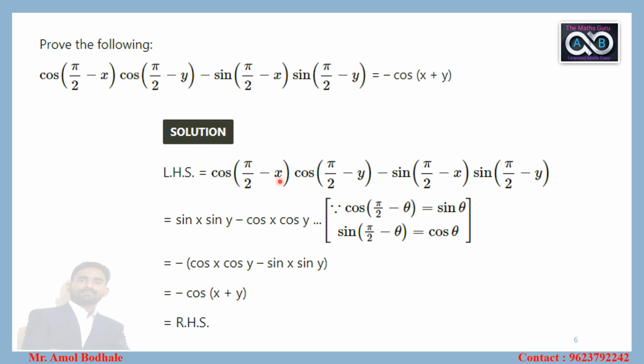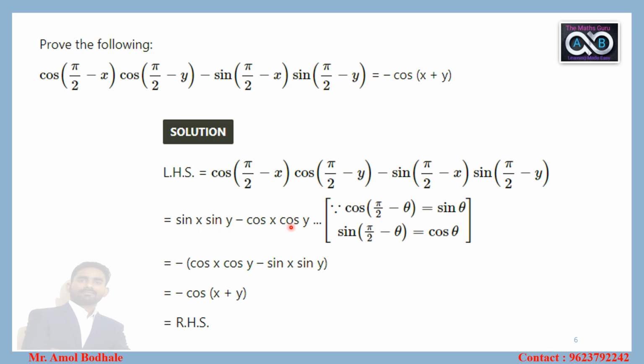Cos of pi by 2 minus x, cos of pi by 2 minus y, minus sine of pi by 2 minus x, sine of pi by 2 minus y. So here all the angles are 90 minus theta, so we can use the formula. What is the formula? Cos of 90 minus theta is sine theta, and sine of 90 minus theta is cos theta. That means cos of pi by 2 minus x can be written as sin x. Cos of pi by 2 minus y can be written as sin y. Minus symbol as it is. Now sin of 90 minus x is cos x, and sin of 90 minus y is cos y. So we get sin x sin y minus cos x cos y.